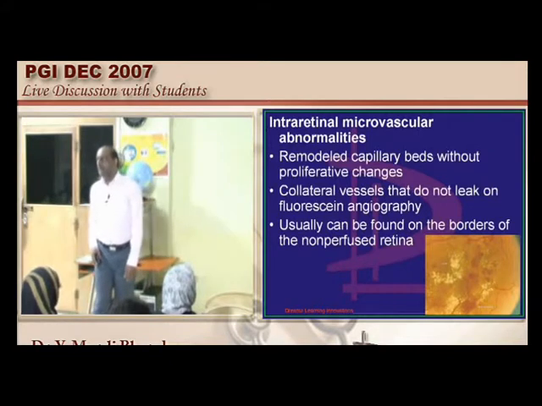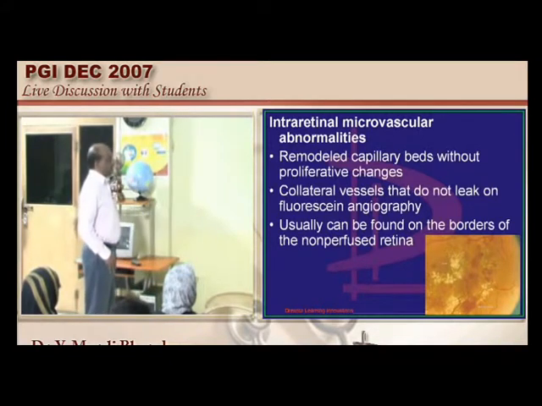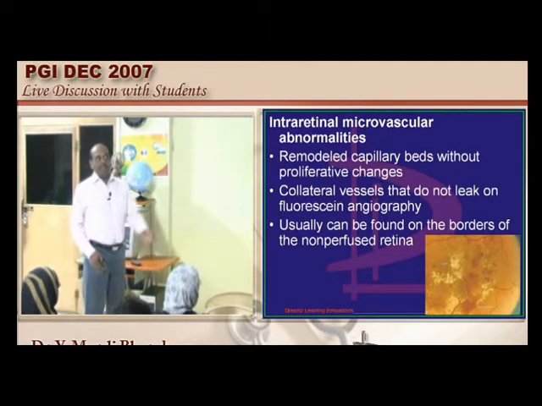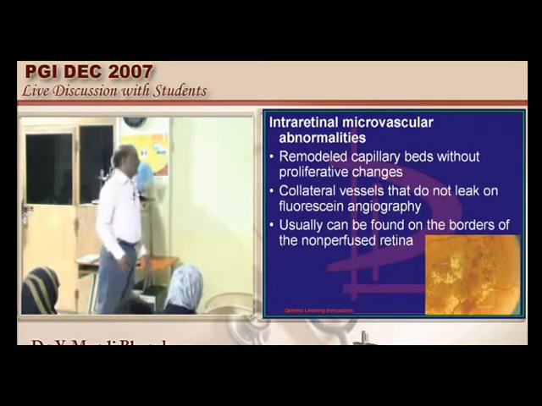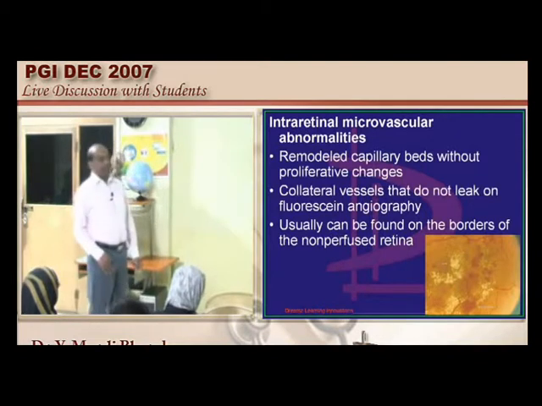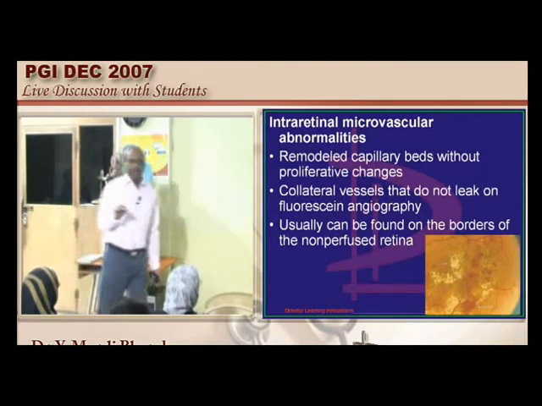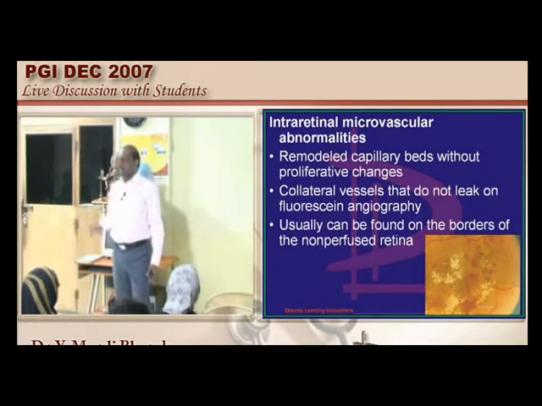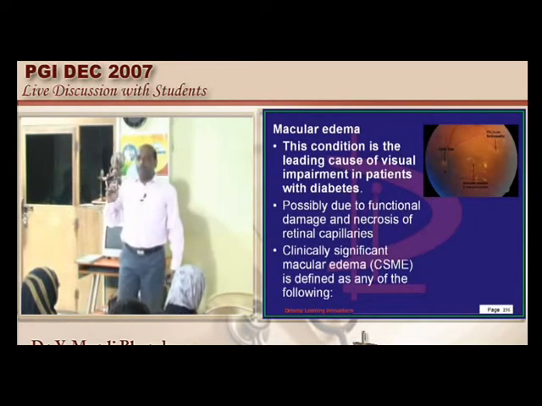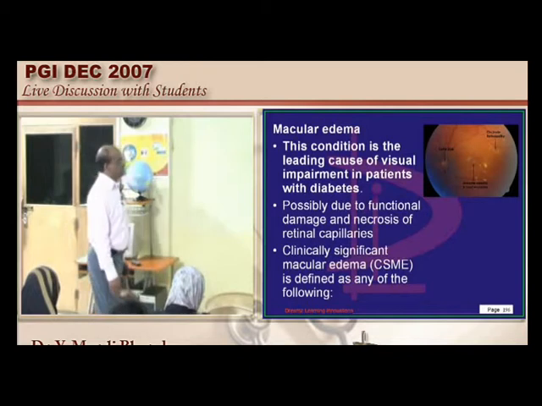What is IRMA, doctor? Intraretinal microvascular abnormalities are one of the important indications of proliferative diabetic retinopathy, which I would like to underscore to all of you. And in diabetic retinopathy, what is the cause of blindness? Macular edema is one of the most common causes of blindness that you come across.